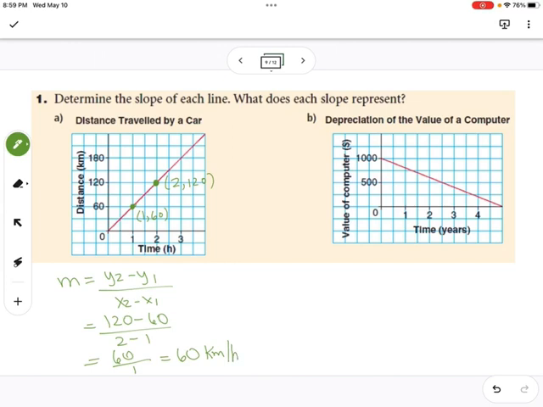Okay, the next one talks about the depreciation of the value of a computer. So with this one here, we can pick a couple points and use our formula. Okay, I like to pick points where it lines up with the grid lines, otherwise you're kind of doing more estimating. So we can be a lot more accurate if we're on the grid lines. So that first point is 0, 1000, and the second point is 2.5 and 500.